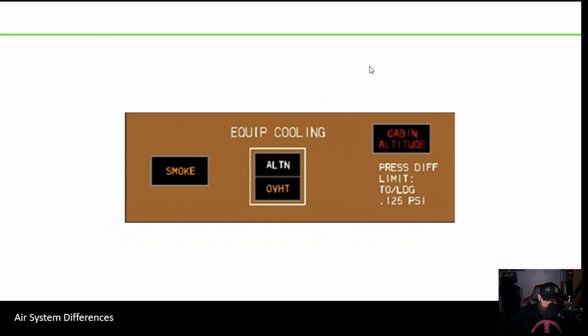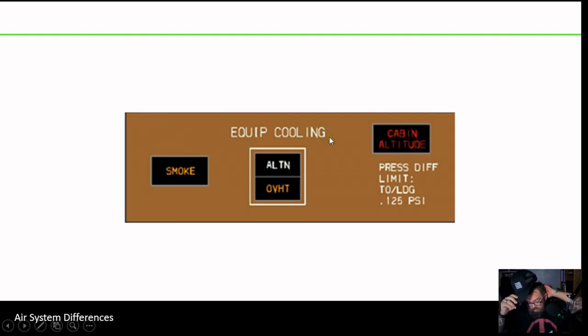This is the system everybody loves to hate. And I get it. Equipment cooling systems suck. In the 7.6, it is a much more complicated system. You have a rotary switch that goes in three different positions. You got standby, override, and then just the auto position. So you've got the three positions there. This is literally a push button. That's all you have. So you've got a smoke light, a push button here for alternate overheat, and a cabin altitude light.